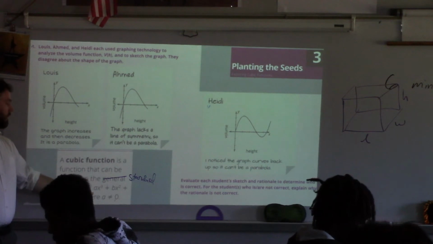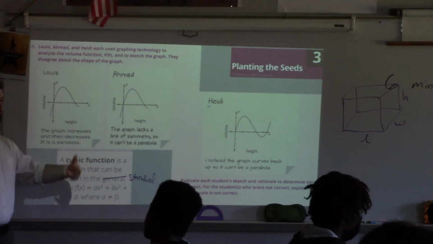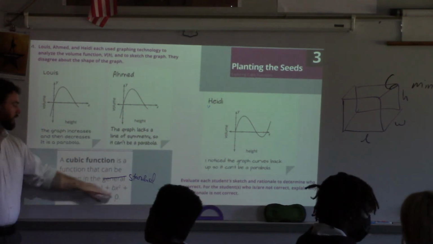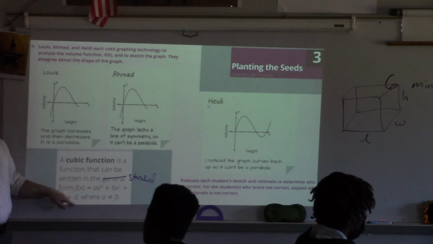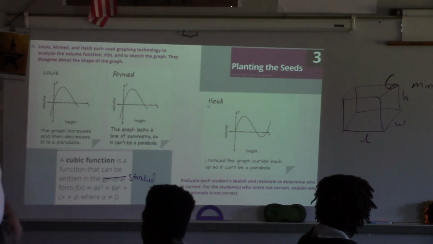Hey, y'all are talking over me, I need you to pay attention to this. With a quadratic, we had ax squared plus bx plus c for the standard. For a cubic, we now have ax cubed plus bx squared plus cx plus d, right? Notice how it's decreasing in the power by 1 every time. Okay?